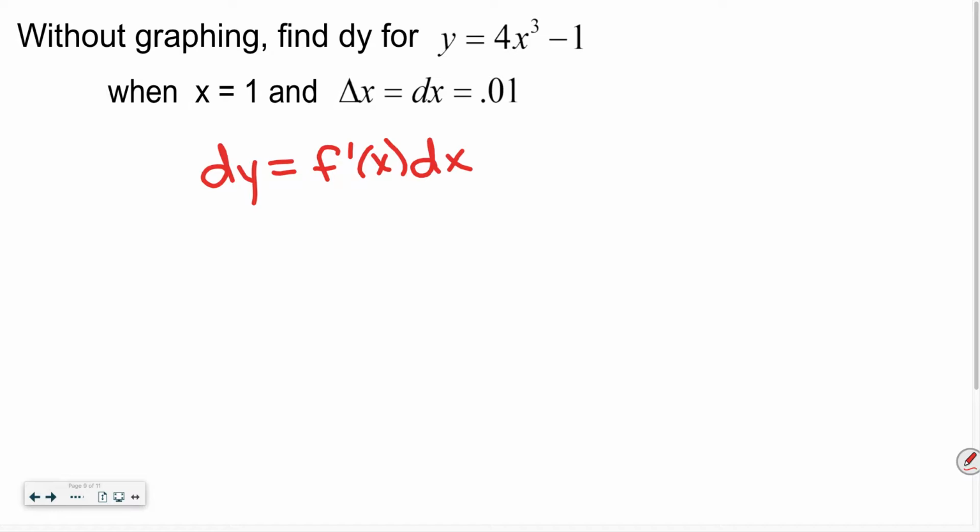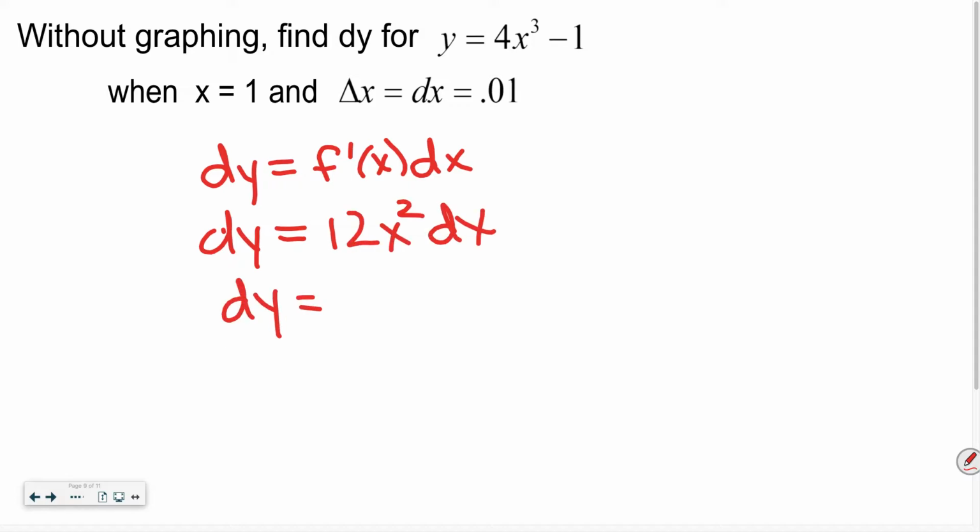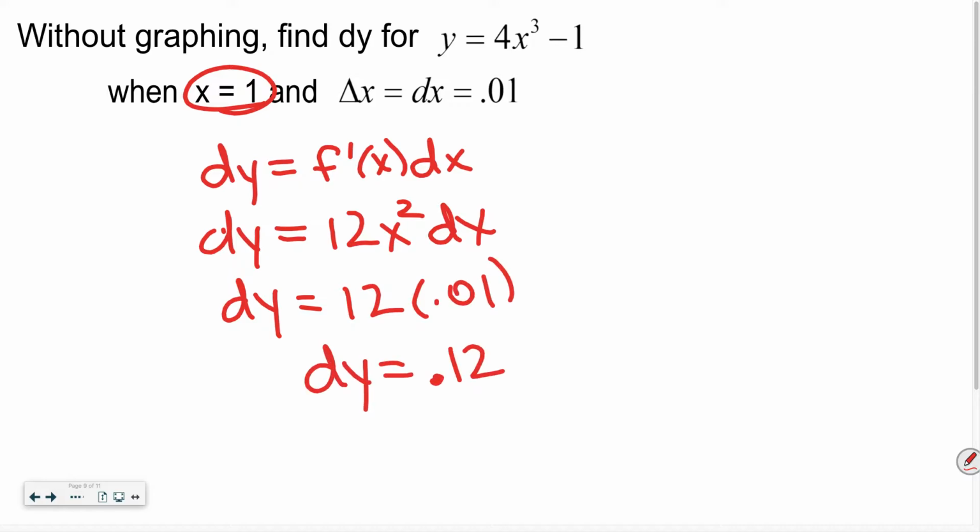Okay, what's f? First of all, is this your first step? Yes, thank you for the confirmation. Your second step, dy equals, Rebecca, what's f prime of x? 12x squared. 12x squared dx. Okay? Well, 12x squared evaluated at 1 is, everybody? 12. Thank you. dx is 0.01. So our dy is 0.12.